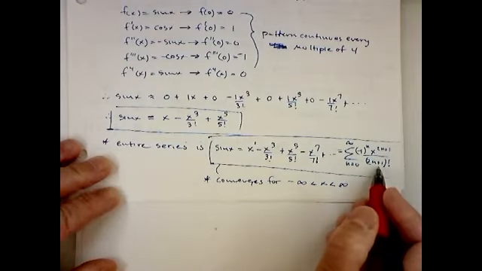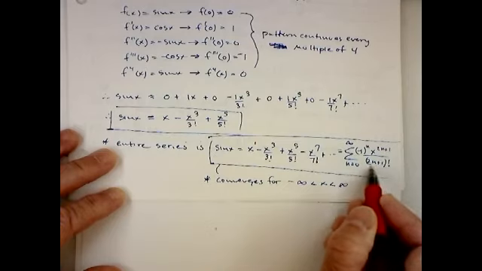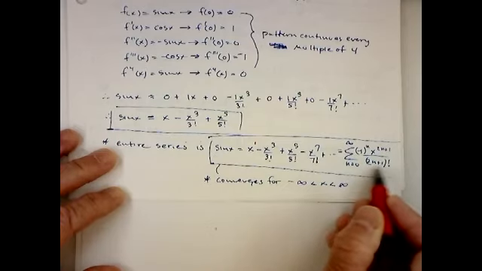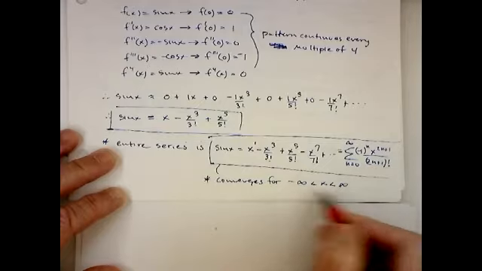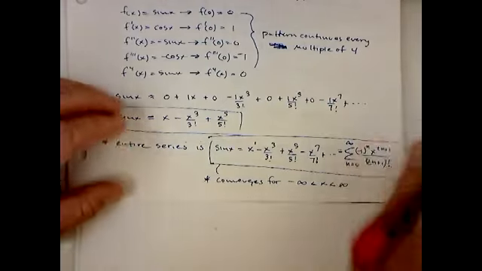Okay. And again, you should probably be able to do this. Make sure you can use a ratio test. But again, since I have a factorial in the bottom, it's going to converge for all values of x. This is going to generate very small fractions.